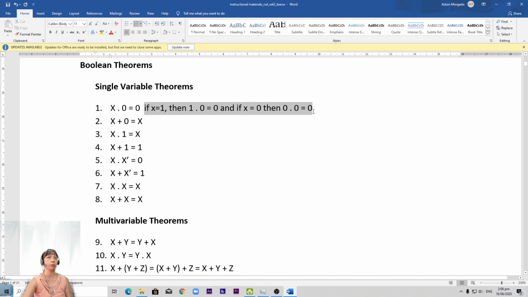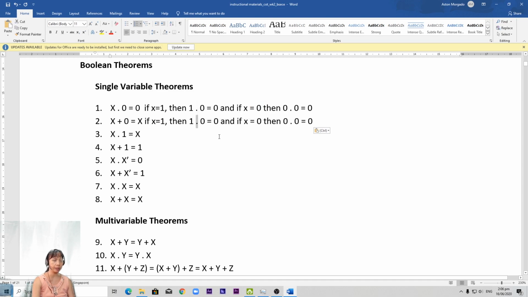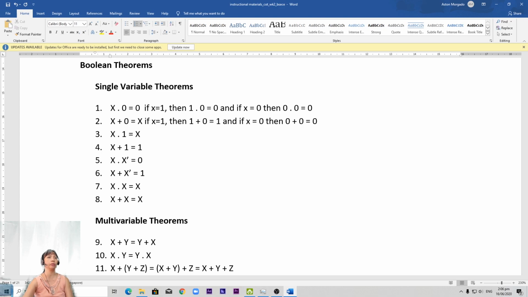How about number 2? Number 2 says that x plus 0 is x. Why is that? If x is equal to 1, then 1 plus 0 would be equal to 1. And if x is 0, then 0 plus 0 is still equal to 0. So in this case, the sum would still be equal to your x. Whatever the value of your x, that would be your sum.